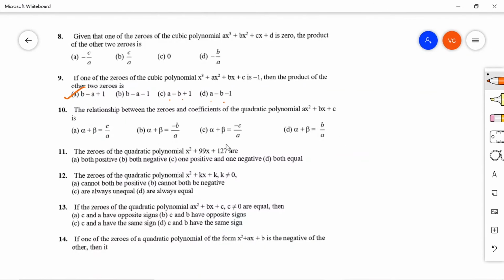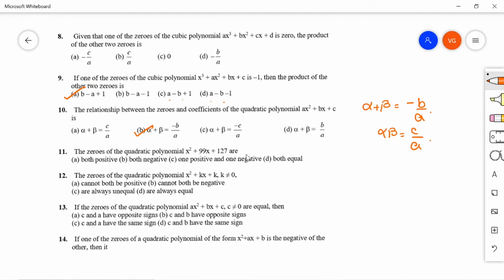Question number 10. The relationship between zeros and coefficients of a quadratic polynomial ax square plus bx plus c is. It's a straight away question. Sum of the zeros is given by minus b by a, and the product of zeros is given by c by a. So option B is correct here.